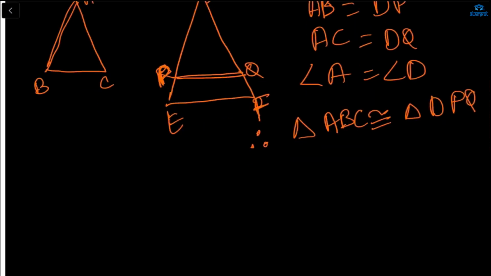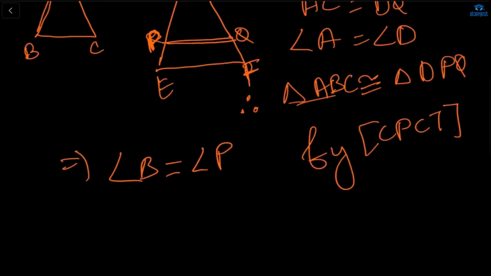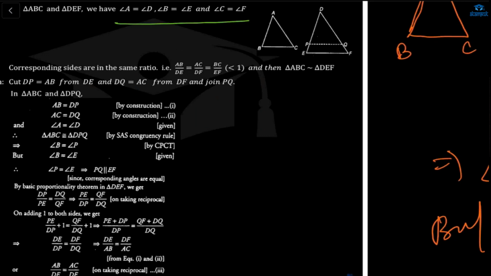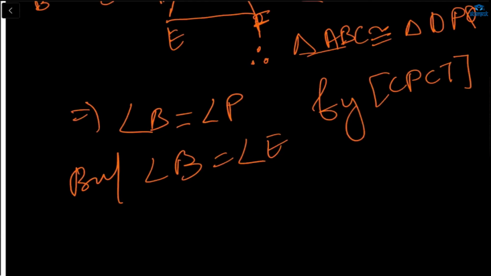Now this congruency implies that angle B will be equal to angle P, by CPCT. That means if two triangles are congruent, then their corresponding angles will also be equal. So angle B is equal to angle P, but we already know from the given criteria that angle B is equal to angle E. So angle B is equal to angle E, that means angle P is equal to angle E.